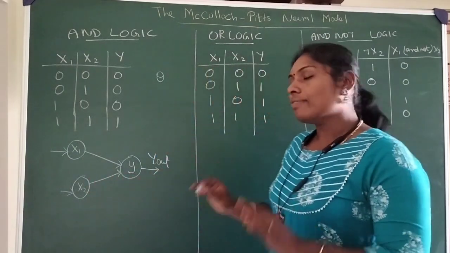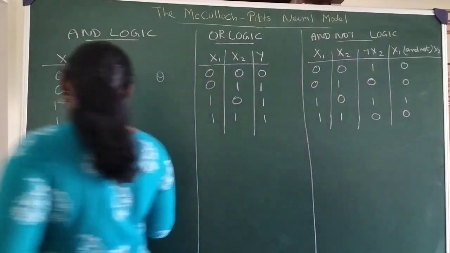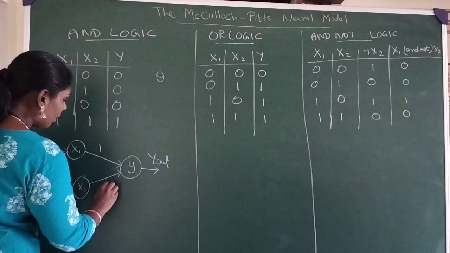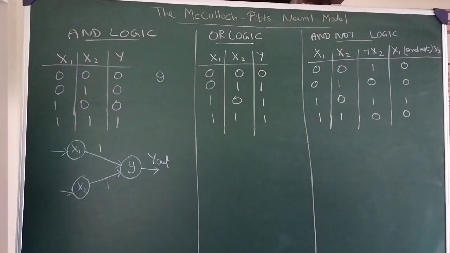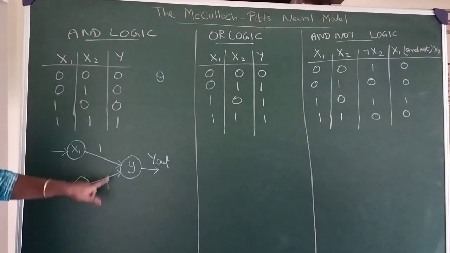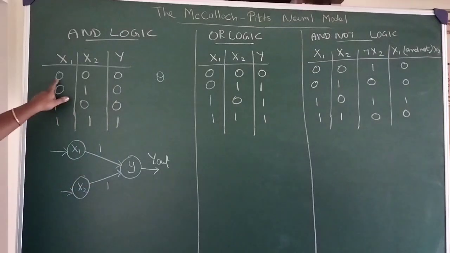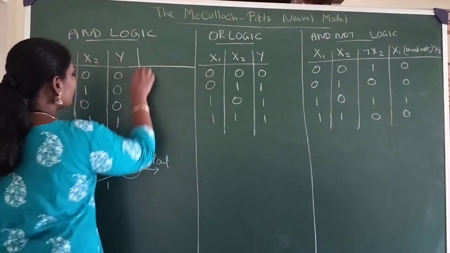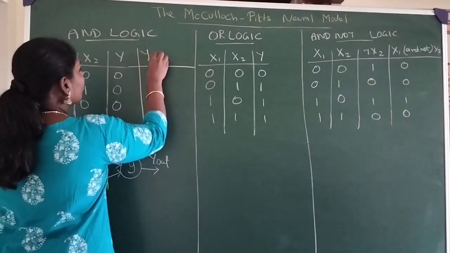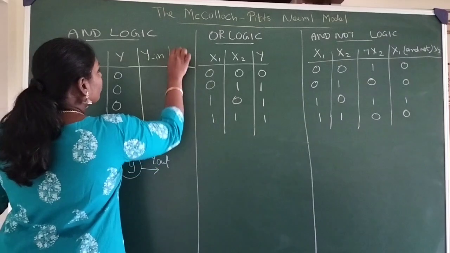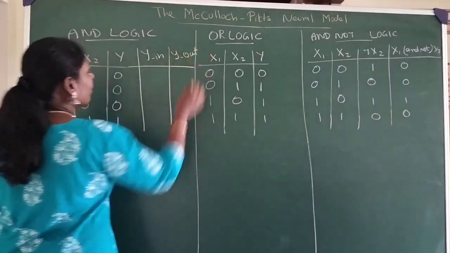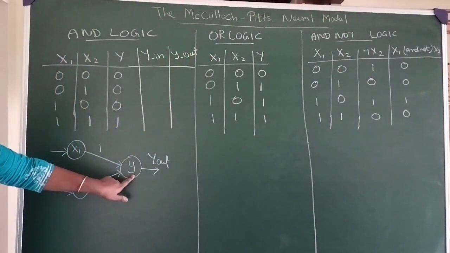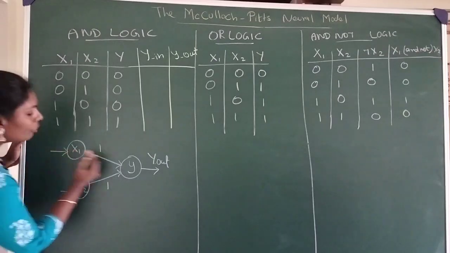So first I'll start with the basic one. Let me just guess with the input values as 1. What if my weights are 1? I have to check for each and every possibility. So here I am going to write it in this place itself. I am going to find what will be my y in, y out.